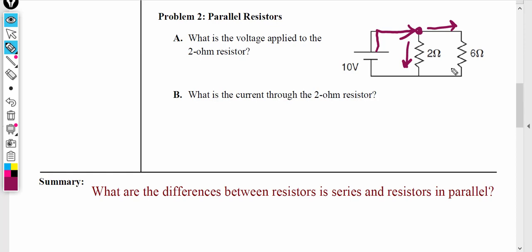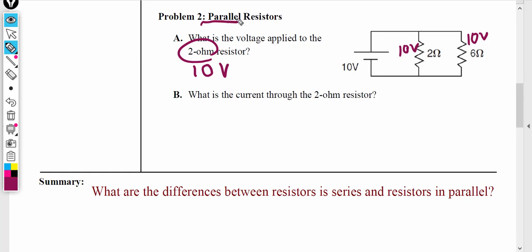Now, when it comes to parallel, we know the voltage remains the same. So the 10 volts that are being applied from the battery are applied to not only the 2 ohm resistor, but also to the 6 ohm resistor. So because it's parallel, the voltage stays the same, and the answer to A is simply 10 volts. And that's because it's parallel.